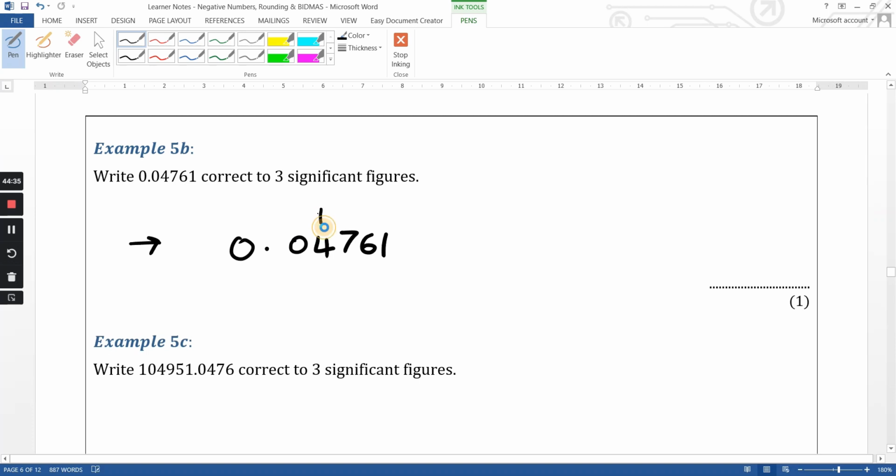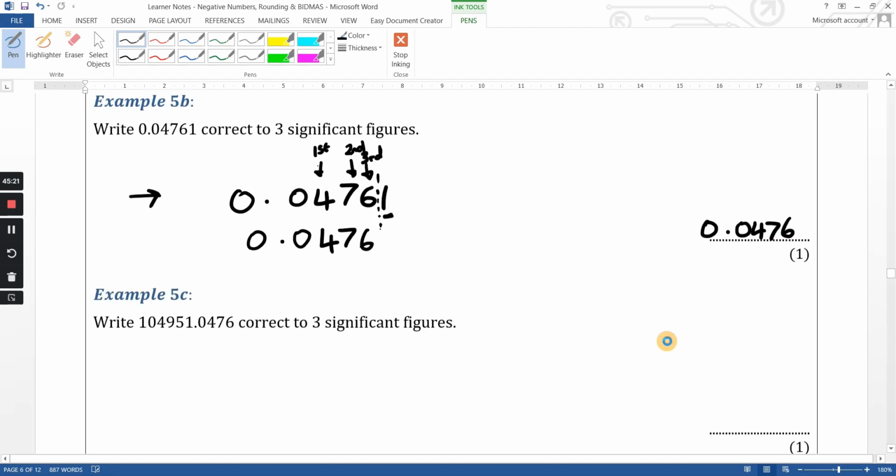So let me just do that again. That's my first significant figure. This must be my second, and this must be my third, and so on. Okay, so after my third one, because it's asking for 3 significant figures, that's when I do my dotted line. That's my key digit. That's going to decide what happens to the one previous to that. So because this is a 1 and it's less than 5, this stays the same, this stays the same, that stays the same. So my answer is 0.0476.